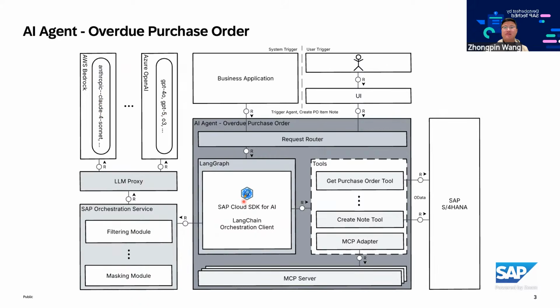On the other hand, our orchestration client also has access to all the tools, be it the get purchase order tool, which will send a GET request or some POST request, or even better, we have the MCP adapter from LangChain so that you can use MCP servers, which in our case we deployed locally. But it can also be a remote MCP service, any MCP server, where you can utilize those additional capabilities in your agents. So let's move to the next slide.